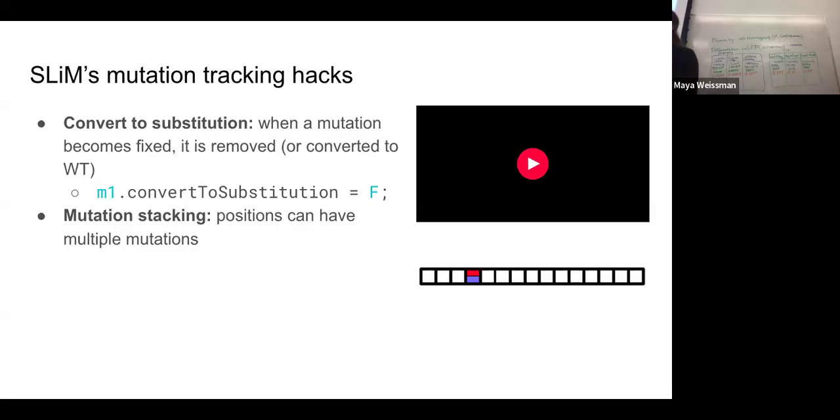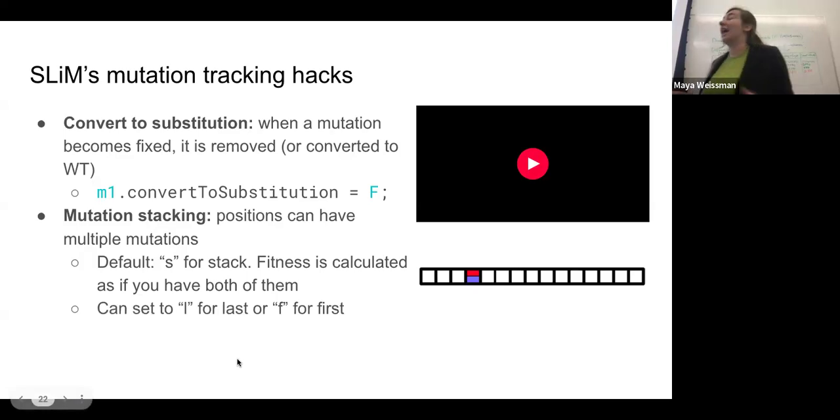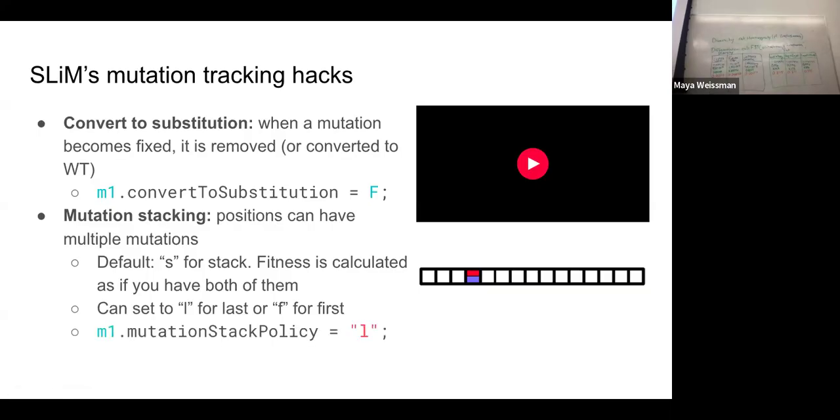But you might want a model where you allow for back mutation, where I can get M1 here, but sometimes it mutates back to the neutral state, in which case you can turn stacking off. Here the default is S for stack, and the fitness is calculated as if you have both of them, just next to each other. But you can set it to L for last or F for first. Inside initialize, you would say M1 mutationStackPolicy last. And in that case, it would overwrite it.